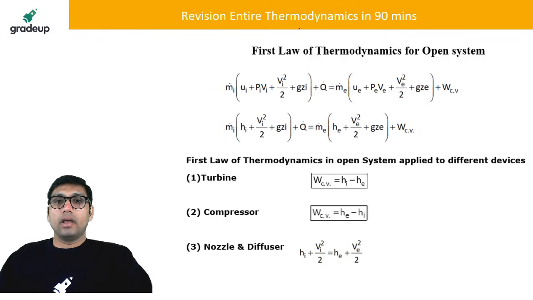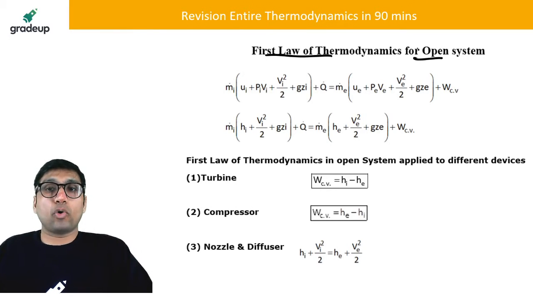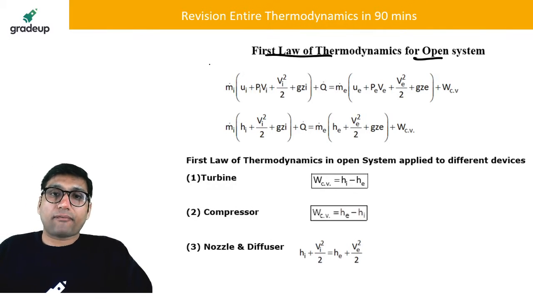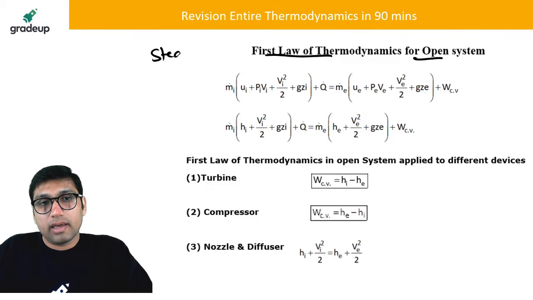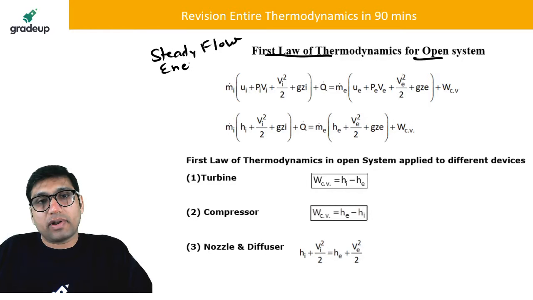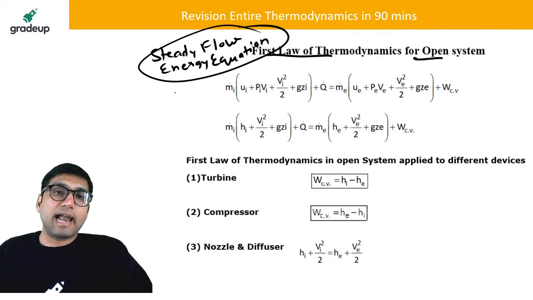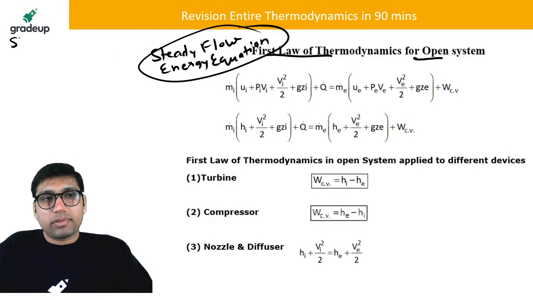Okay. Now let's study the first law of thermodynamics for open system. In open system, for the first law of thermodynamics you will be studying the steady flow energy equation. One is called steady flow energy equation, the other is called unsteady flow. In that you will be studying a very important thing: what is the meaning of steady?